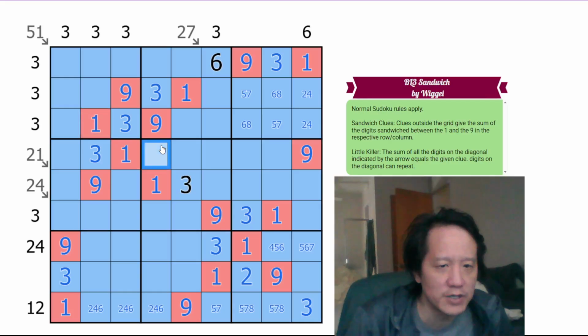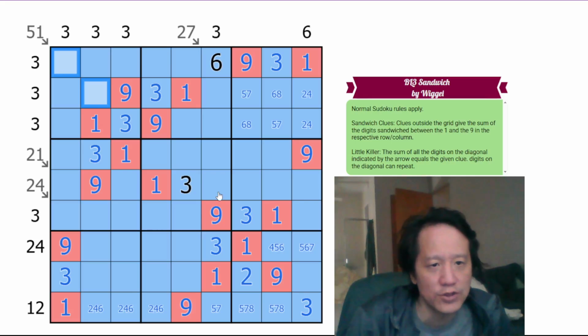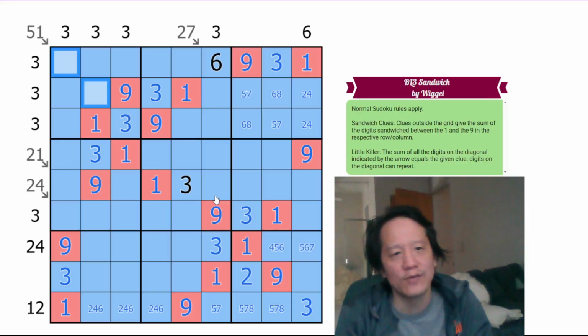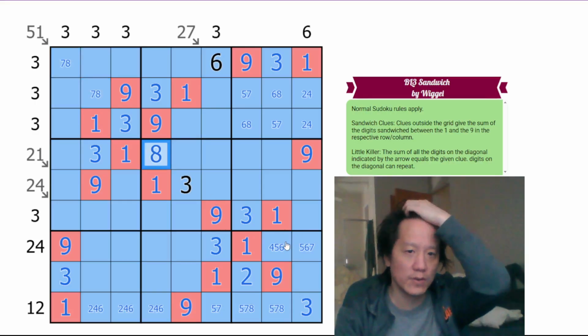So the maximum here would be 8. The maximum here would be 7 and 8. 7 plus 8 is 15 plus 8 is 23. And that's exactly what we need. So since it's the maximum, it's exactly what we have to have. So this is 7, 8. That forces this to be 8 here.